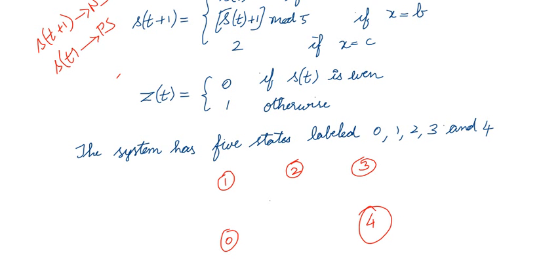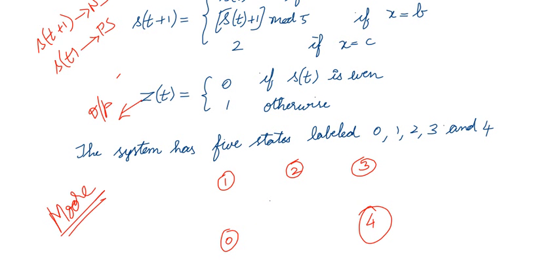Right? And you can clearly see output depends only on the states. Am I right? Output Z of t is the output. This is your output. Output depends only on the states S of t, not on the inputs, not on x values. Right? So it is what machine? It's a Moore machine. Output depends only on the states, not on the inputs.